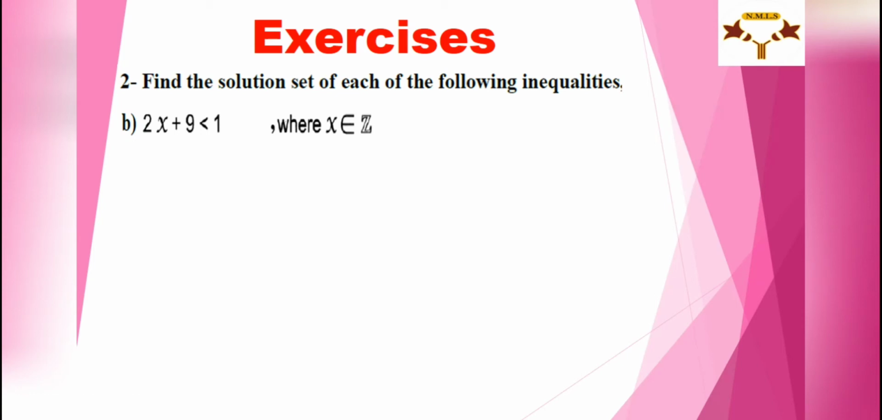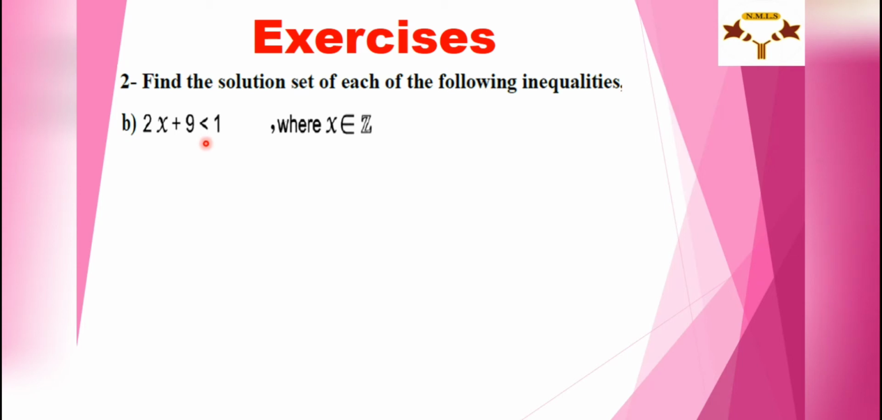Let's see exercises of the booklet, on booklet page 49. Let's see number B. Find the solution set of each of the following inequalities. And here number B: 2x plus 9 smaller than 1.